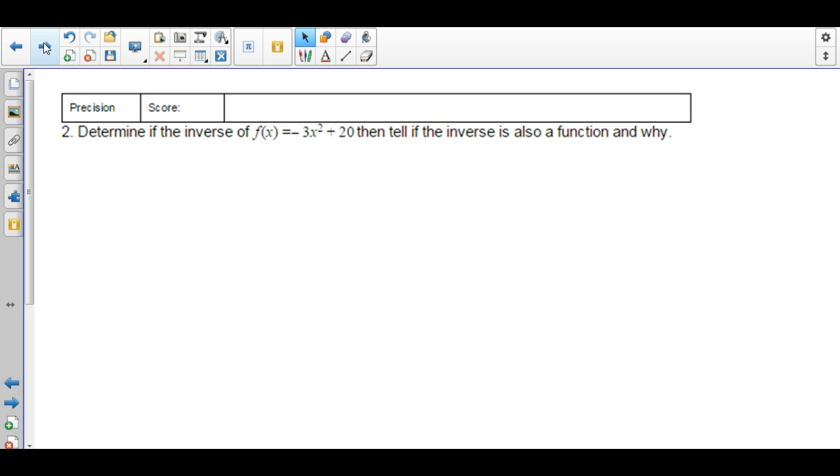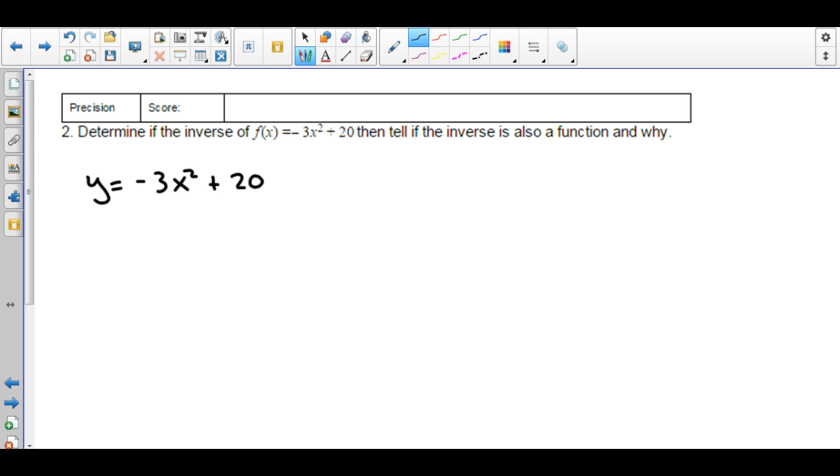Next problem. So we're going to determine the inverse of this. Same process, except notice we have a squared here, which means it's quadratic, so it's going to be a parabola. So try to get this one yourself. Pause the video and try to get it. I'm going to replace f of x with y, and then bring down everything else.